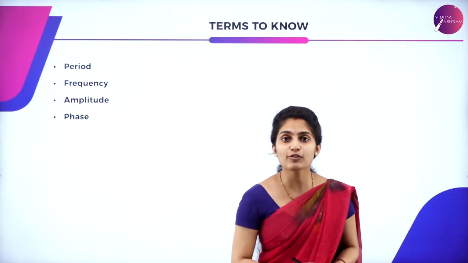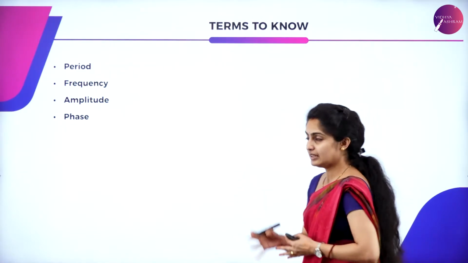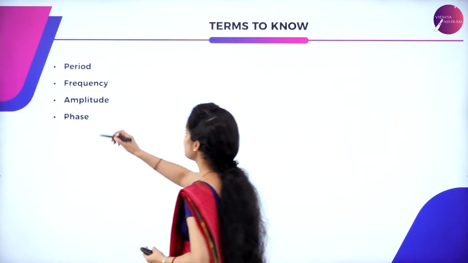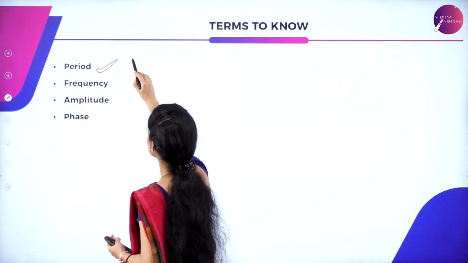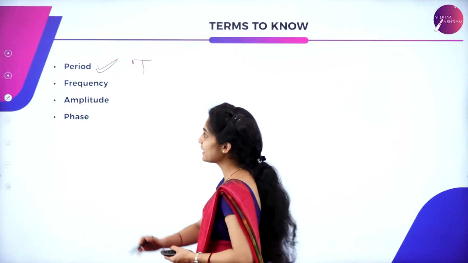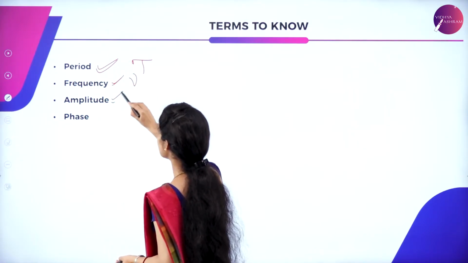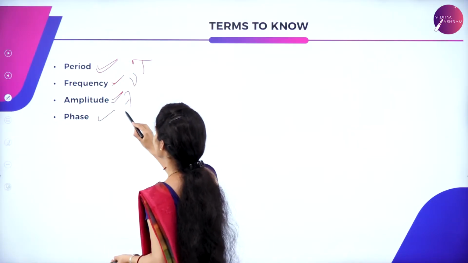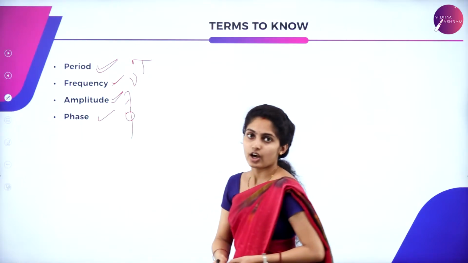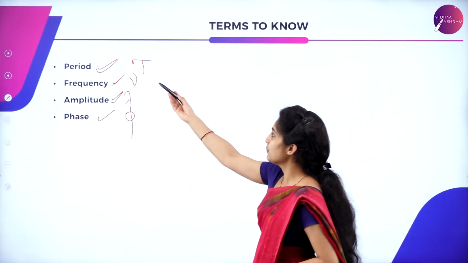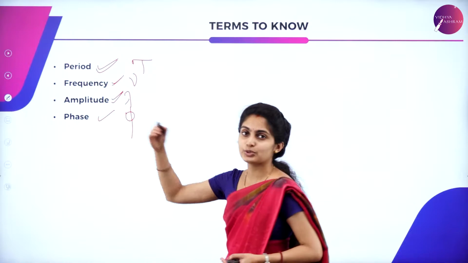Okay, so now let us introduce certain terms, and the terms can be period, which is also called time period, which is given by T, frequency, which is given by nu, amplitude, which is given by lambda, and phase, which is given in this. Okay, so here we have time period, frequency, amplitude and phase.